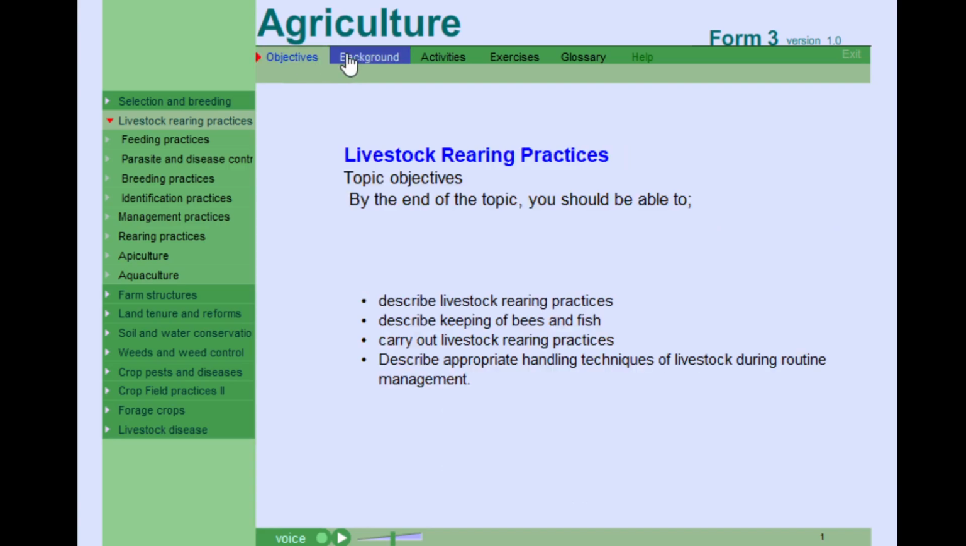Lesson objectives. By the end of the lesson, you should be able to describe livestock rearing practices, describe keeping of bees and fish, carry out livestock rearing practices, and describe appropriate handling techniques of livestock during routine management.